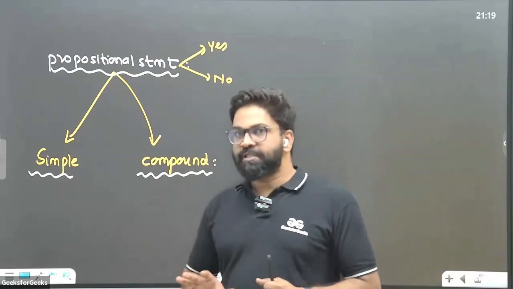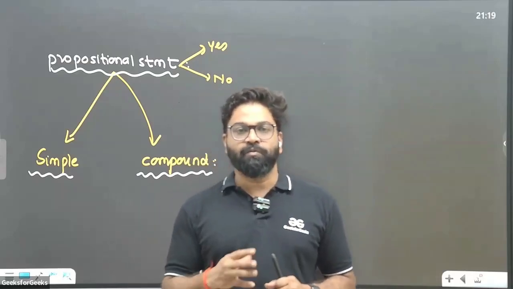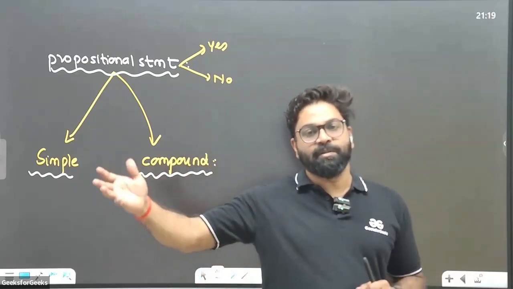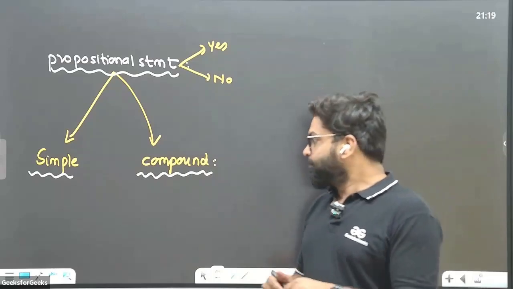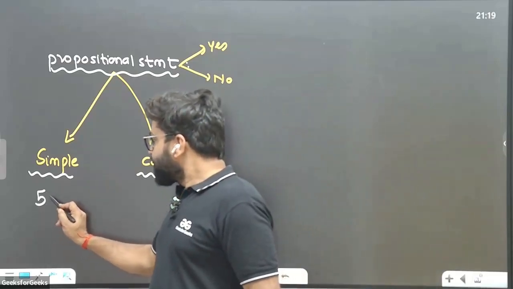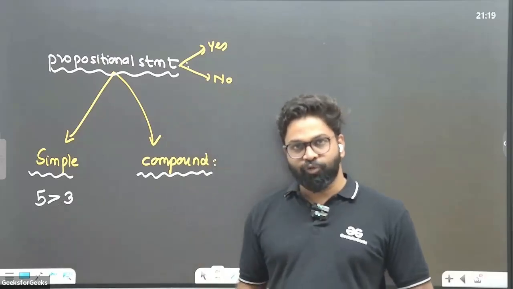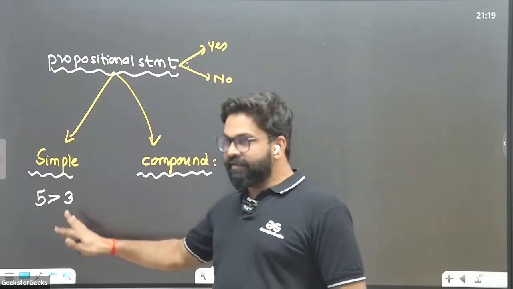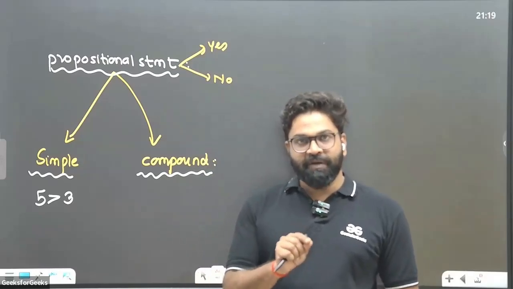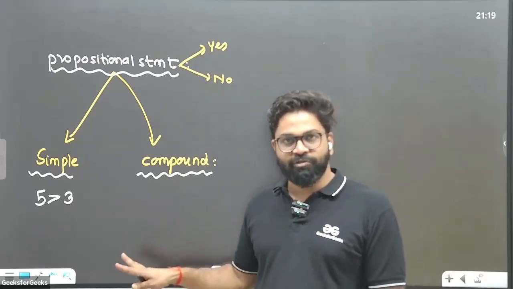But compound propositional statements are those types of statements where you can break it into multiple simple propositional statements. For example, if I write this, 5 is greater than 3. See, this is one type of statement. Either this can be true or it can be false. So if I'm writing this statement, this is a factual statement.